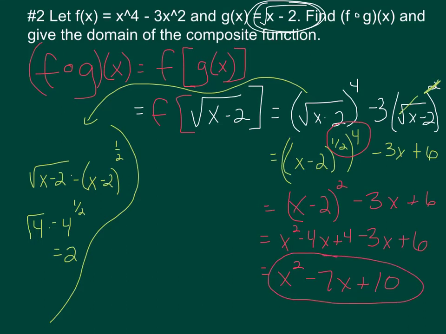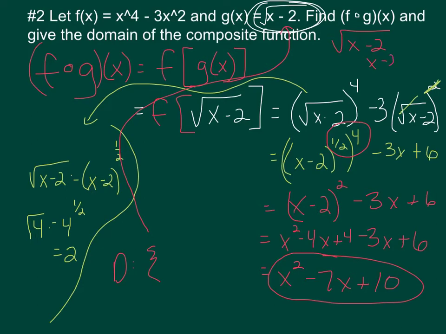But be careful, I asked you to give me the domain. And what's the domain? Now the domain has to work for the entire function, including its original form. So look back at the very, very beginning to find our domain. Look right here, guys. That says the square root of x minus 2. What is x allowed to be?